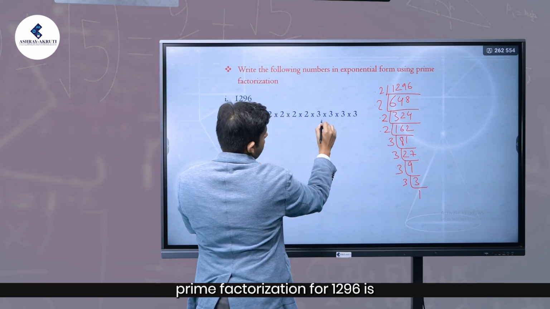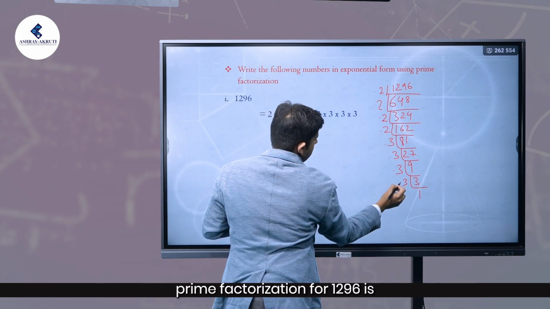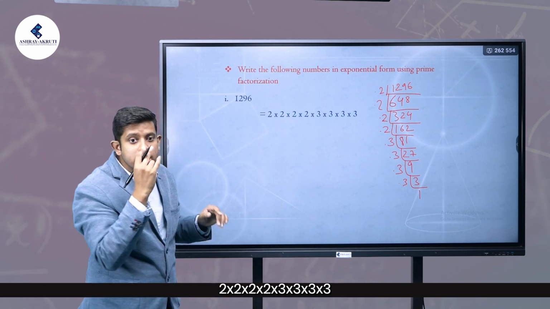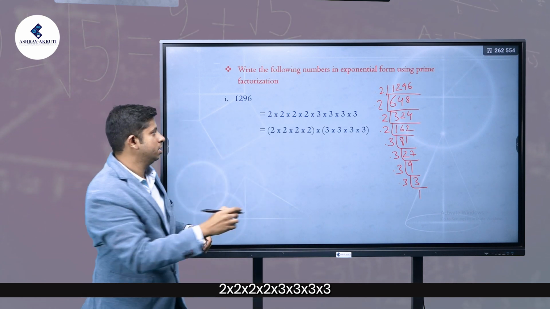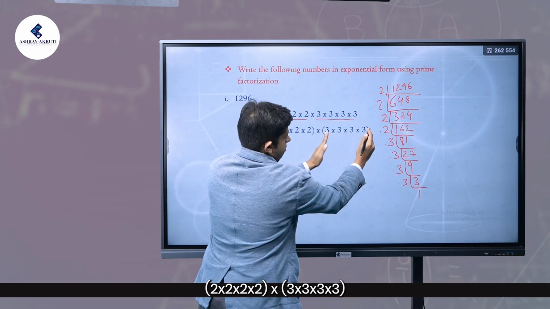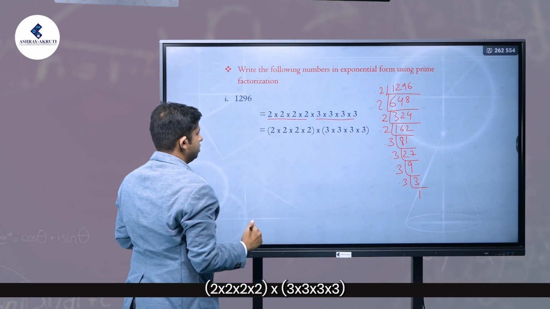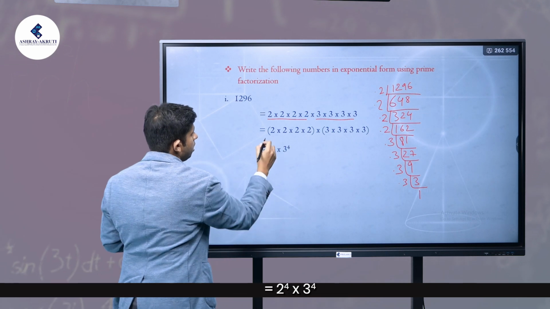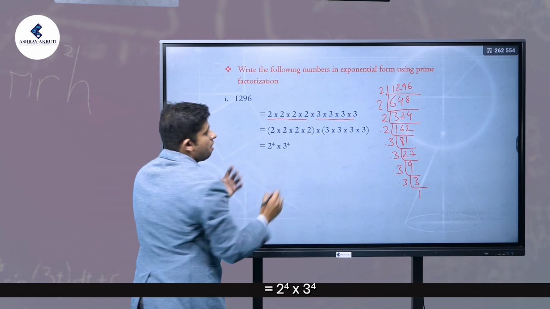Prime factorization for 1296 is 2 into 2 into 2 into 2 into 3 into 3 into 3 into 3. Group the same numbers: 2 into 2 into 2 into 2 into 3 into 3 into 3 into 3, which is equal to 2 to the power of 4 into 3 to the power of 4.